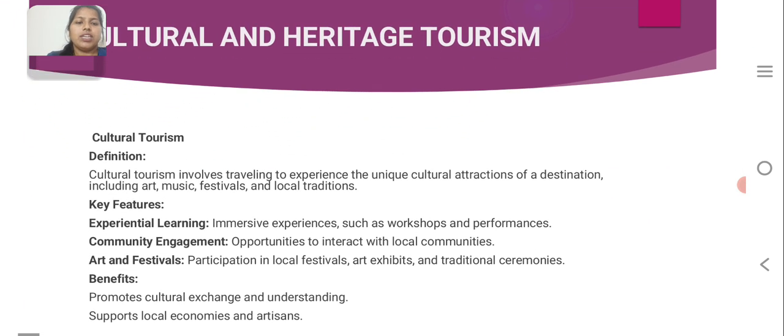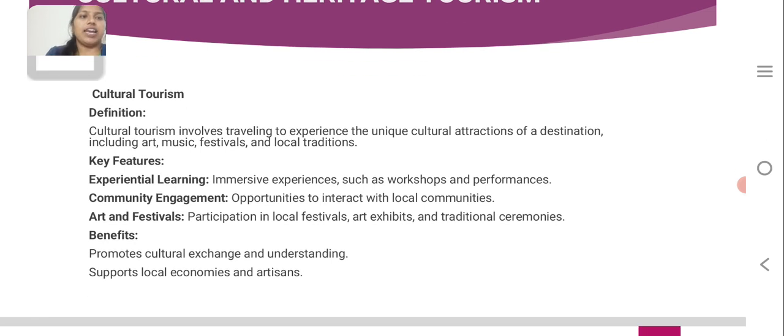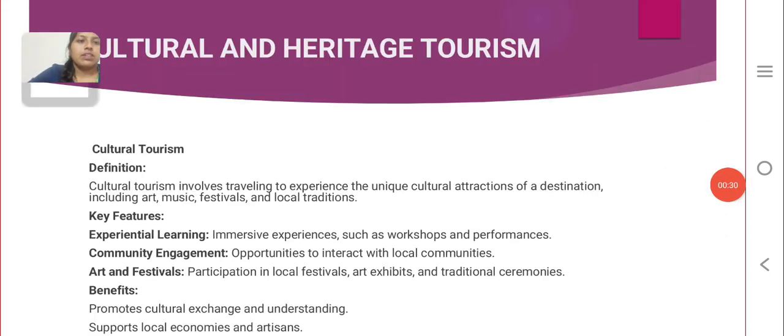Cultural tourism, a definition. Cultural tourism involves traveling to experience the unique cultural attractions of a destination, including arts, music, festivals, and local traditions. Key features.